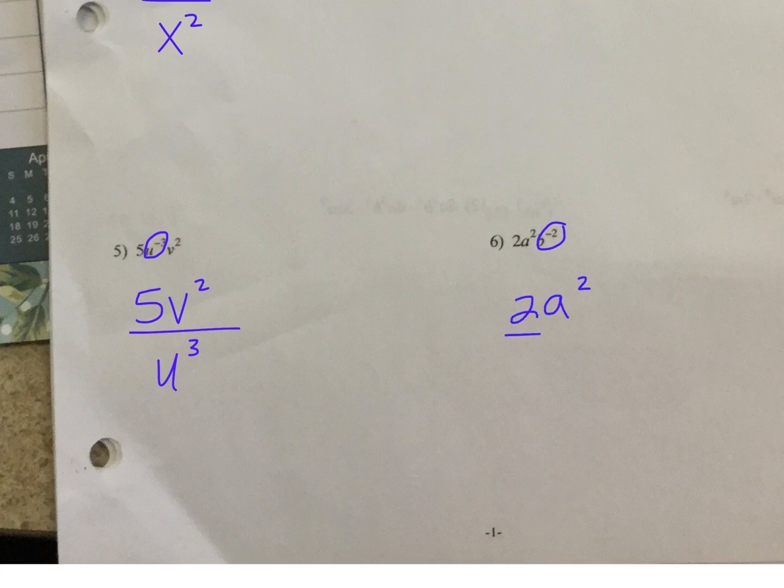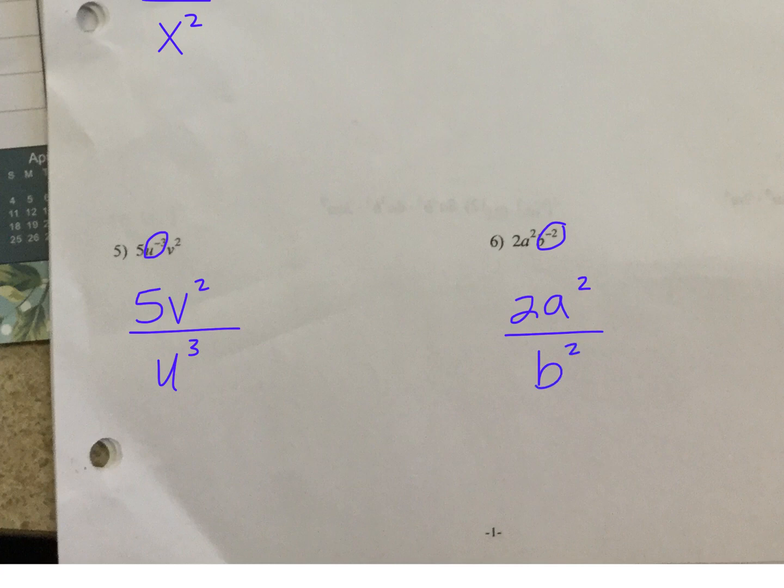Number 5, this is the part that's not being positive. 5v squared stays up top. U to the third goes to the bottom to be positive. Here, in 6, 2a squared stays up top. B squared goes down to the bottom to become positive.